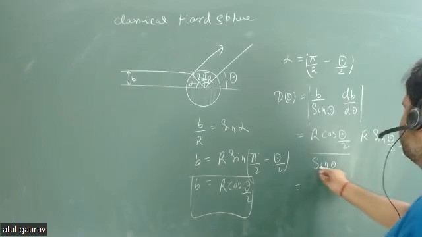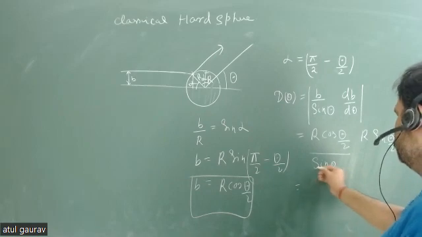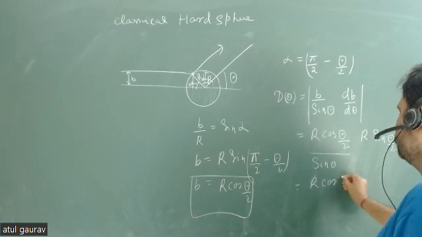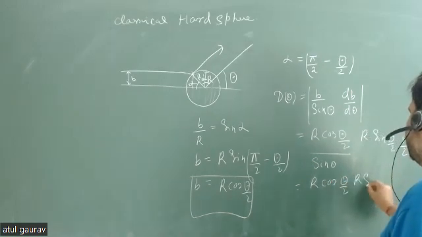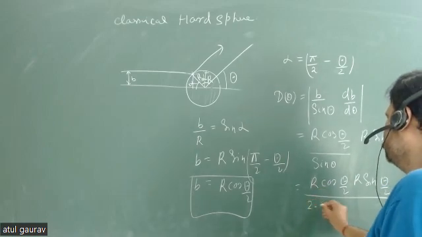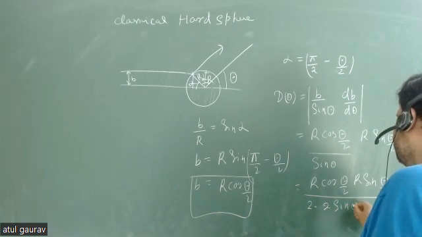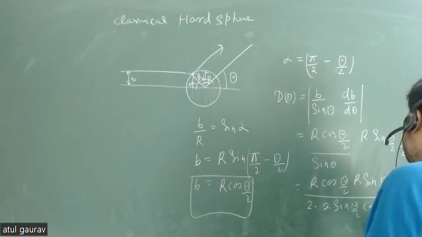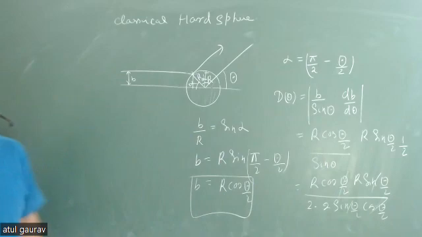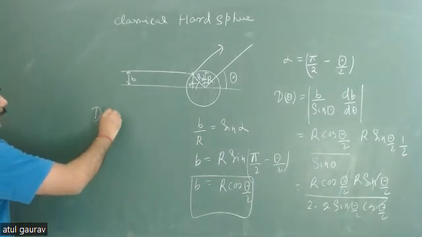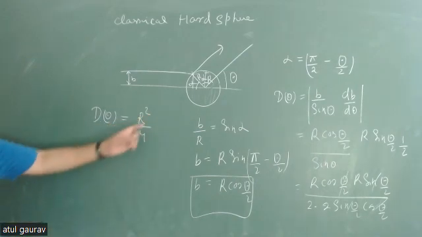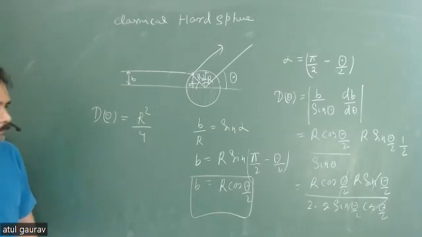You can write sine theta as 2 sine theta by 2 and cos theta by 2. So this will be r cos theta by 2 times r sine theta by 2, divided by 2 into 2 times sine theta by 2 into cos theta by 2. This thing will cancel out, and the differential scattering cross section is basically r square by 4. So this has the dimension of area, isn't it?